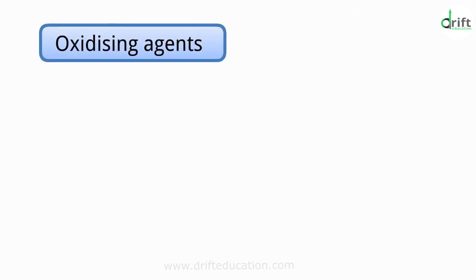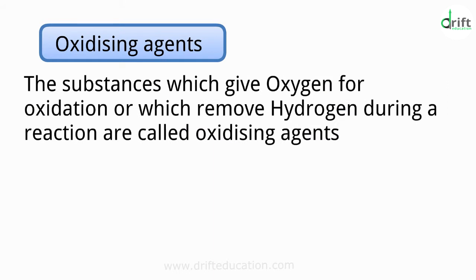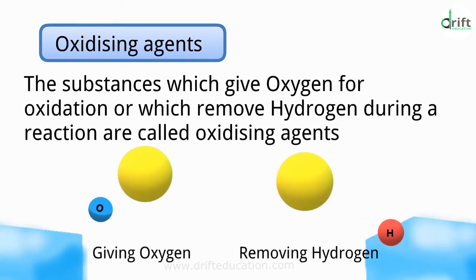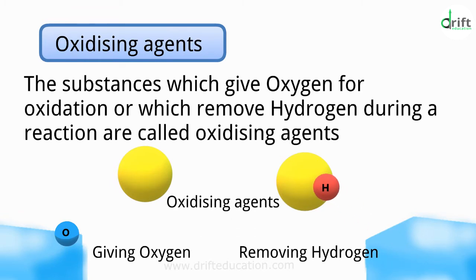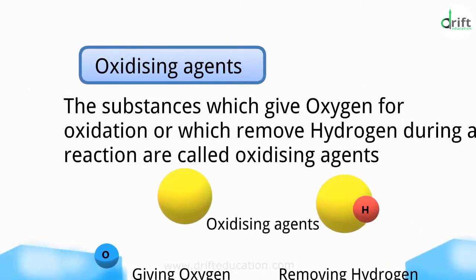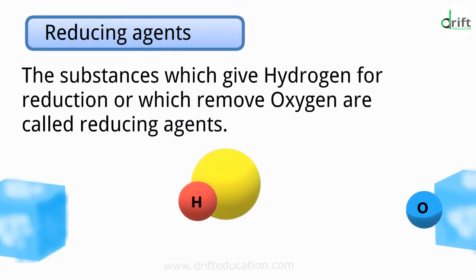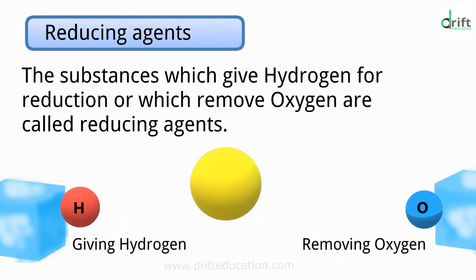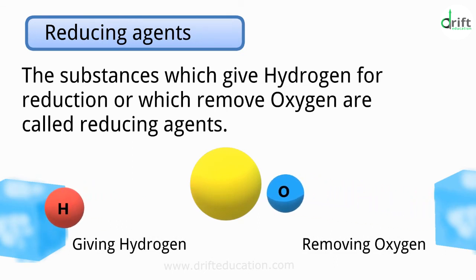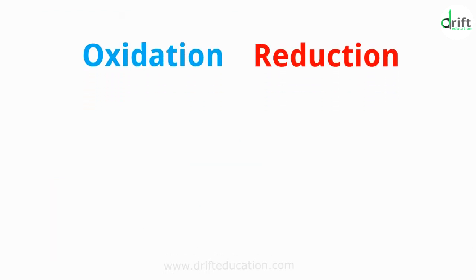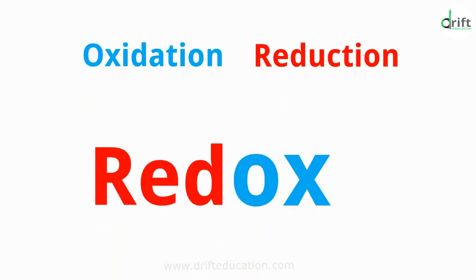Now, coming to some important topics, let us learn about oxidizing and reducing agents. What are oxidizing agents? The substances which give oxygen for oxidation or which remove hydrogen during a reaction are called oxidizing agents. And what are reducing agents? Can you define it? The substances which give hydrogen for reduction or which remove oxygen are called reducing agents. The oxidation and reduction reactions are together called redox reactions.